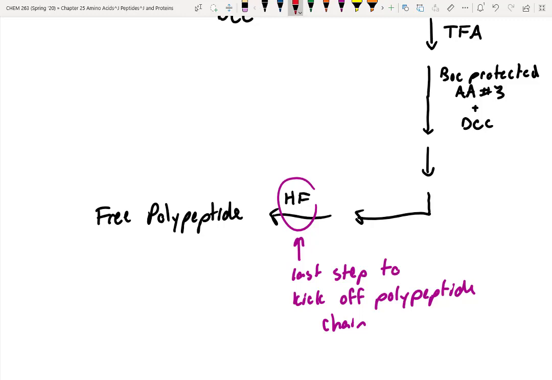The cool thing with this is this method for a long time kind of had a maximum of about 50 amino acids that you could do. After that, things kind of started getting gummed up. It wouldn't work very well.